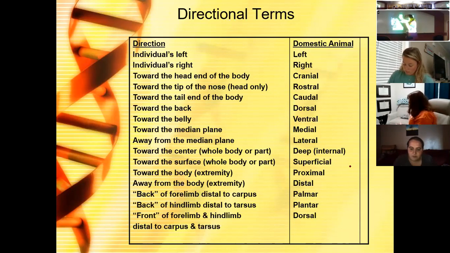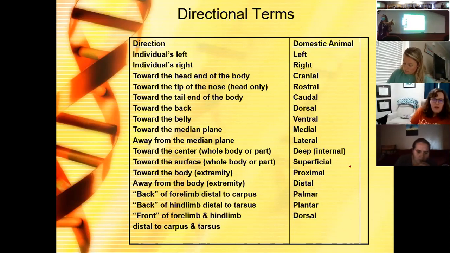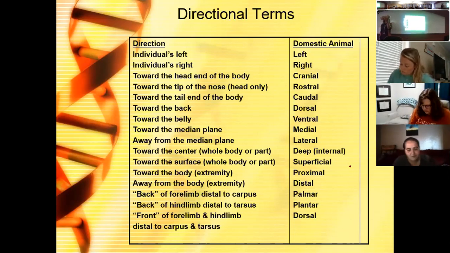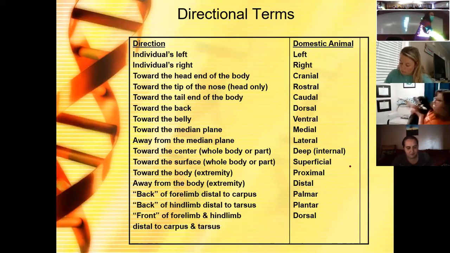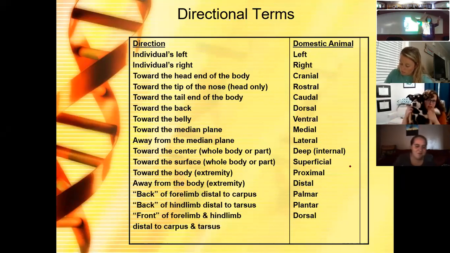If I say that I want you to lay this animal in lateral recumbency, your first question should be, what side? So I want you to lay this animal in right lateral recumbency, which means the right side is down. Left lateral recumbency, the left side is down. So medial towards the middle, lateral towards the sides.